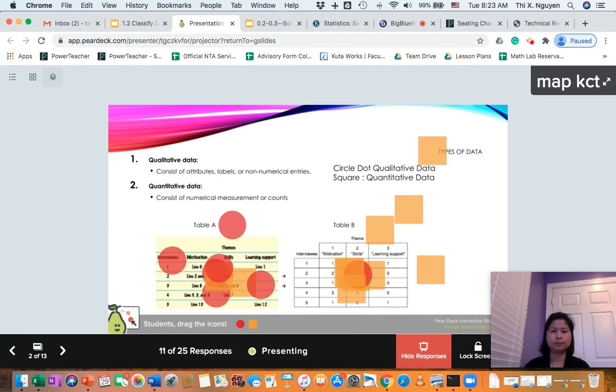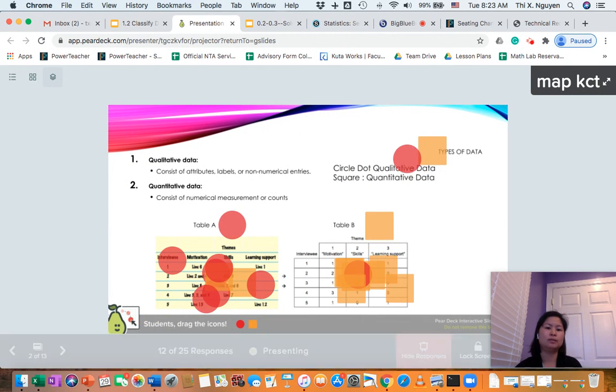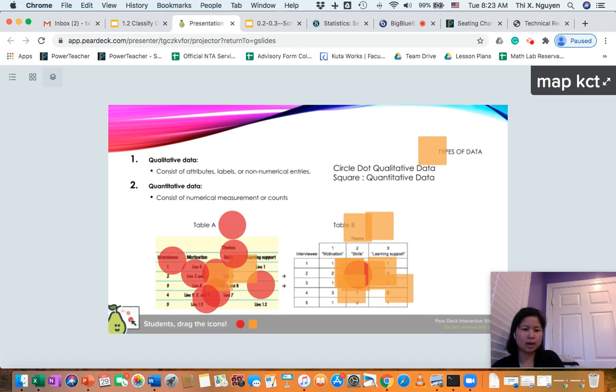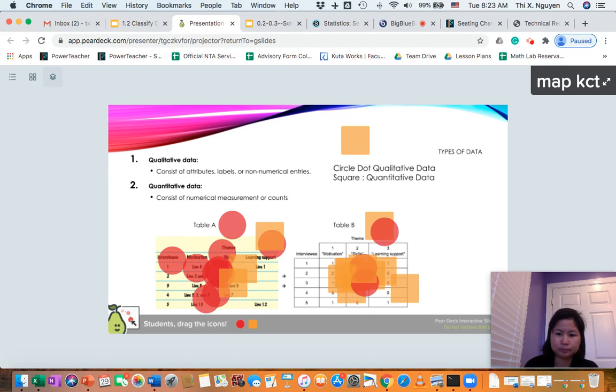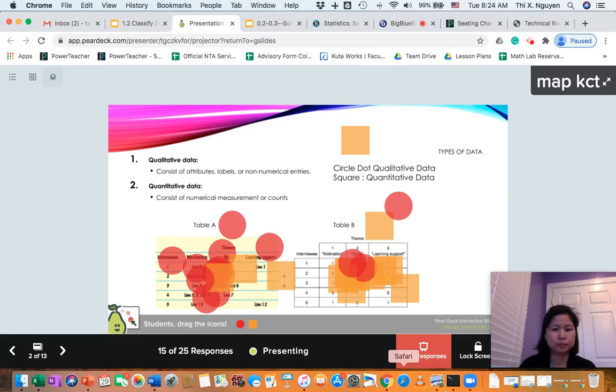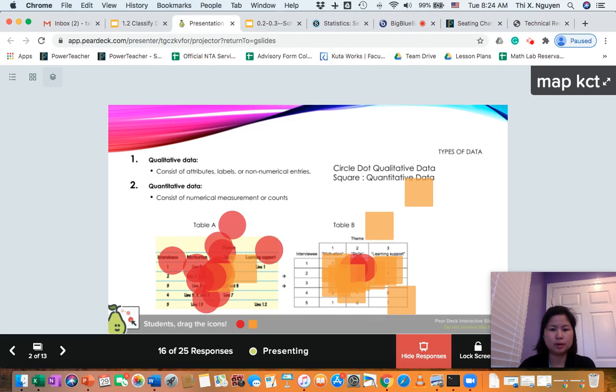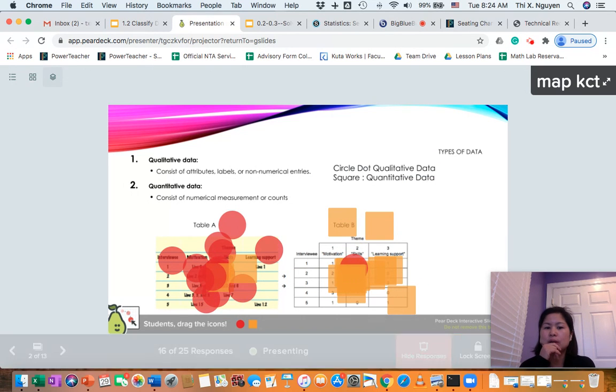Okay, so think about it, I have two tables. For table A, put the dot where it should be. I'm not going to say which one is the correct one yet. I'll wait until you've finished. Okay, so that is good.